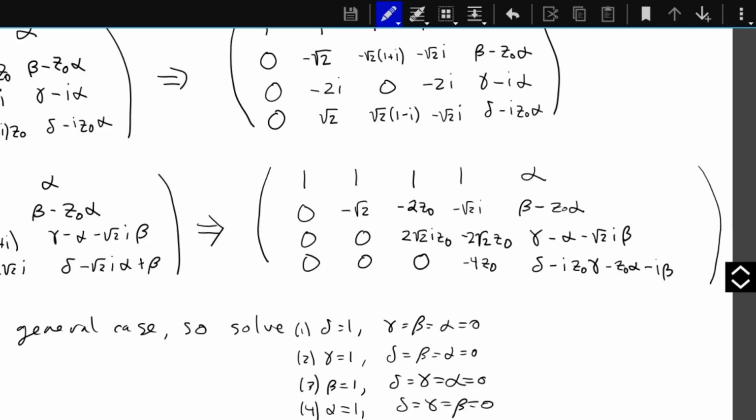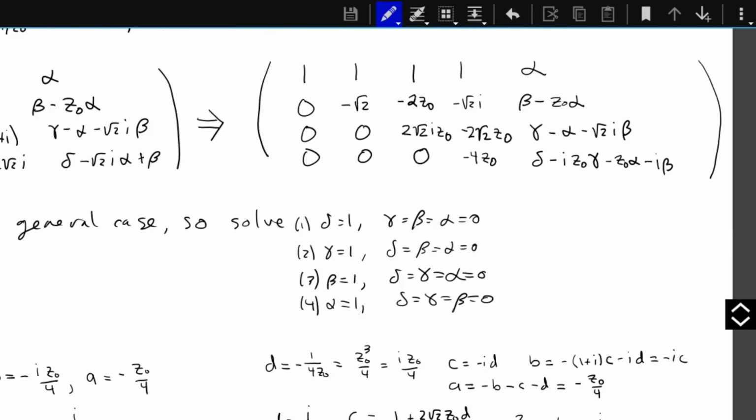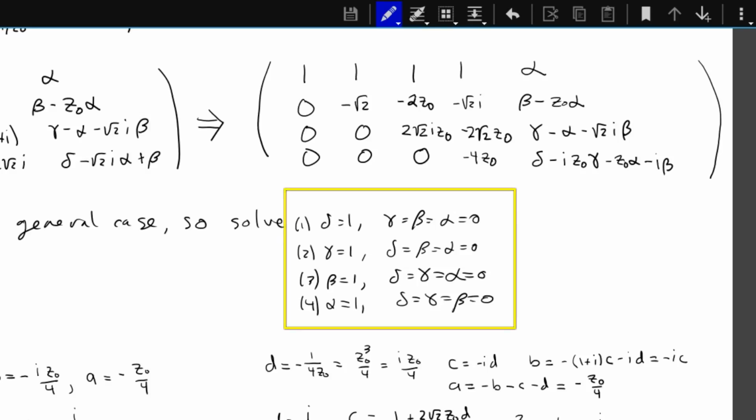So what I'm going to do is focus on solving the problem in the case where each of those different coefficients is equal to 1 and all the others are 0. So I'm going to take delta equals 1 and gamma equals beta equals alpha equals 0. I'm going to take gamma equals 1, delta equals beta equals alpha equals 0. I'm going to take beta equals 1, delta equals gamma equals alpha equals 0. And alpha equals 1, delta equals gamma equals beta equals 0. And we're going to then solve for the A, B, C's, and D's in those different cases, and then we're going to take each of those solutions.